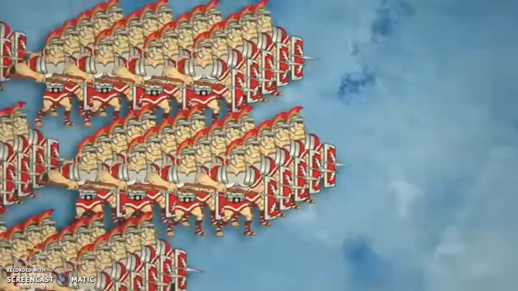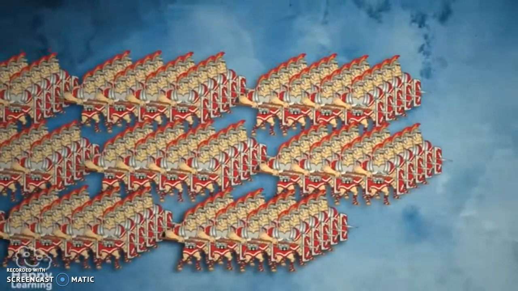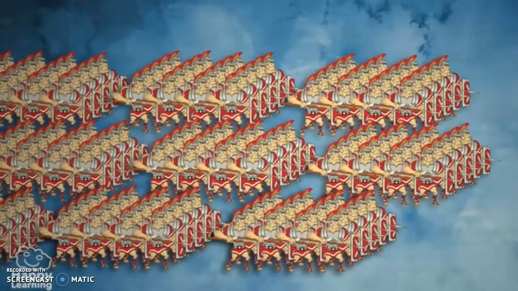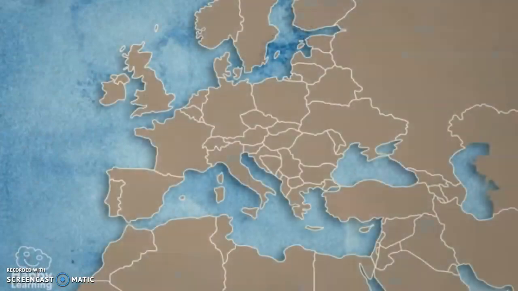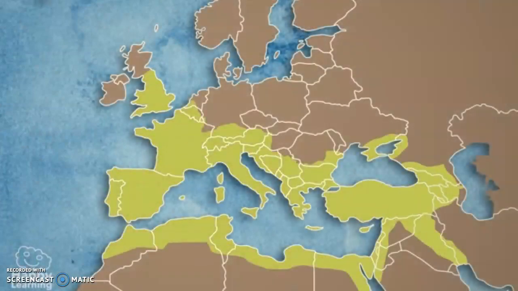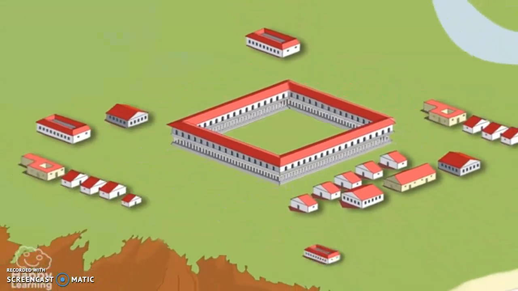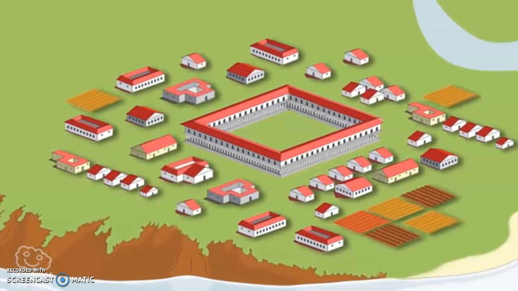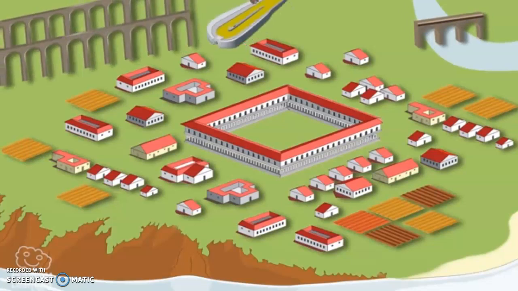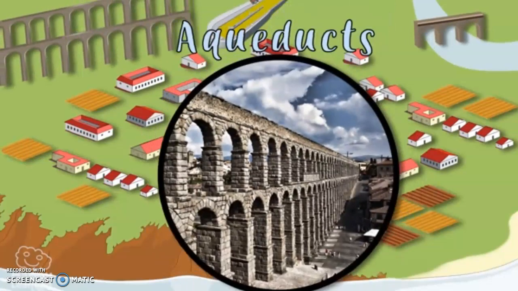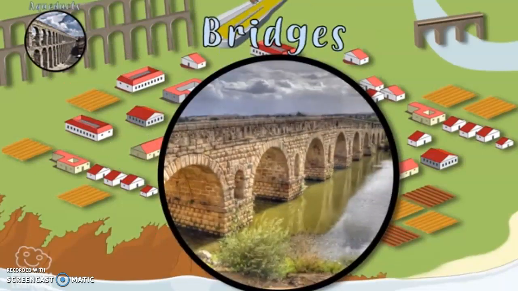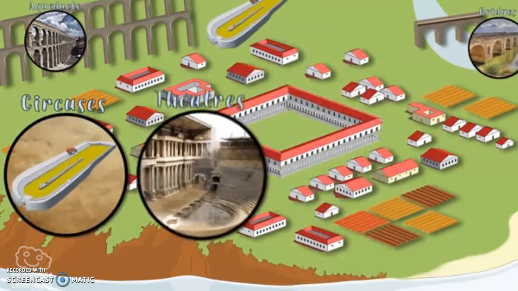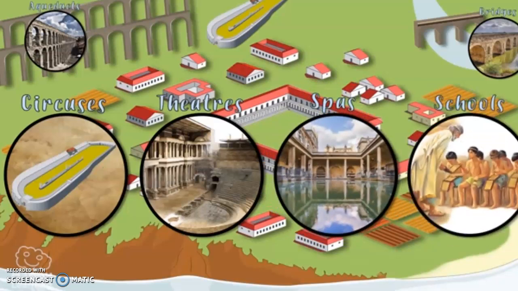War was a very important activity for the Romans. Their armies were huge and formed by fearsome soldiers called legionaries. Thanks to them, they conquered all corners of the Mediterranean. The Romans were also great engineers and architects and created very orderly cities with many amenities. They had aqueducts to carry water from one place to another, bridges to cross rivers, circuses, theatres, spas, and schools.